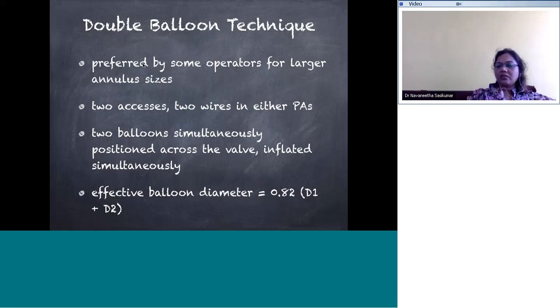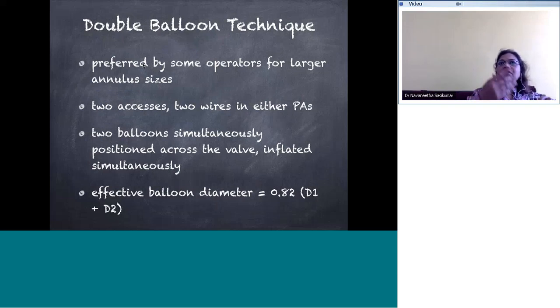If you need to take two accesses, you have to have two wires on either PAs, and then two balloons are simultaneously positioned across the valve and inflated simultaneously. So there are formulas to calculate the effective balloon size. Like, you do the angiogram, you measure the annulus, and you decide the size of the balloon that you will need to dilate as if you were using a single balloon.